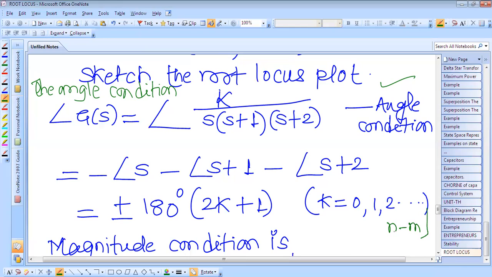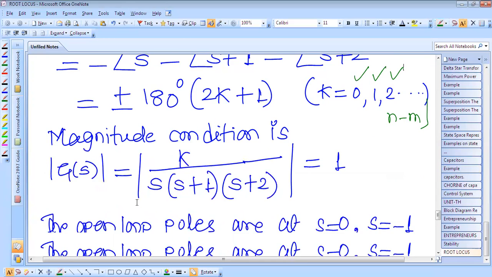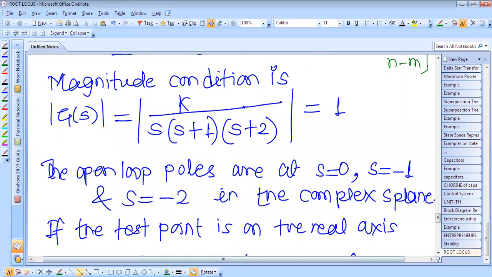Here n is the number of open loop poles and m is the number of open loop zeros. The open loop poles are 3, so 3 minus 0, and we have to substitute only k = 0, 1, and 2 in this angle condition. Next is the magnitude condition. We have seen in the theory that the magnitude of G(s) = K / (s(s+1)(s+2)) is equal to 1.